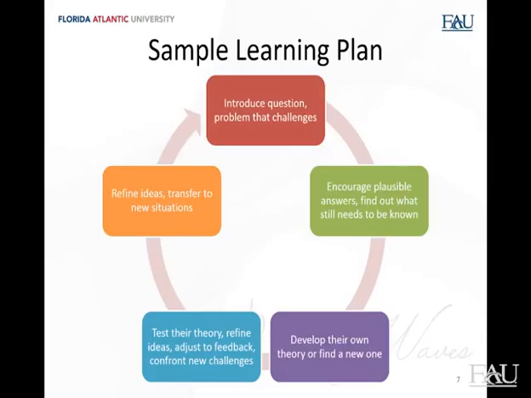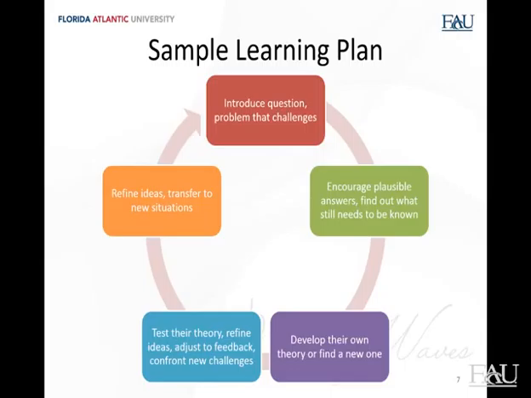So we would move to our students, encourage plausible answers, find out what needs to be known. Well, does anybody know what colors we do have? Well, we have blue, we have yellow, we have red. What else? What don't we know? Well, we don't know what to mix. Or is mixing even a plausible answer? Is mixing the answer? You're going to encourage them to think about that. And eventually developing their own theory.